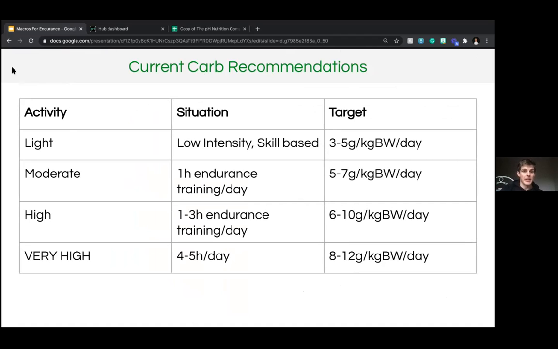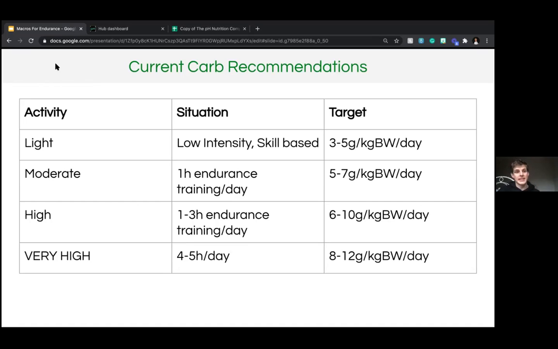So if you're in a light training phase, low intensity, skill based, the recommendations are 3 to 5 grams per kilo body weight per day. So for myself, I'm about 75 kilos. That's like 75 times 3. Oh, now you're asking. We'll go 75 times 5. That's about that 350 to 400 grams of carbs a day, which is a significant amount of carbohydrates. And that's just for this low intensity light stuff. So this is for optimal carb recommendations.